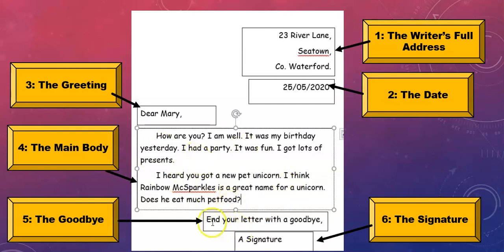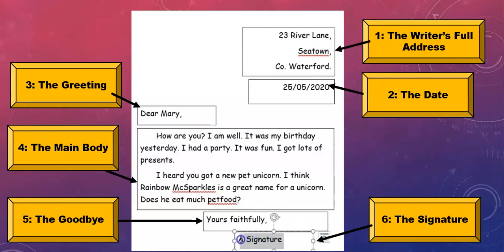But when we come to the end of the letter, you can sign off with a goodbye. And there are lots of different goodbyes you could have. You could have yours sincerely, comma, or you could have yours respectfully, comma, or you could have yours faithfully, comma. And the final piece of the letter is a signature.